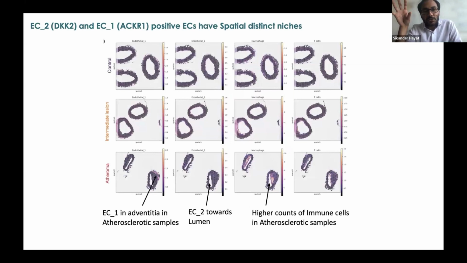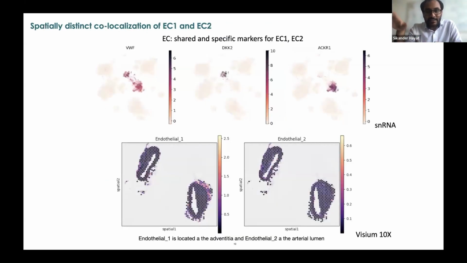We could then look into also the specific cell types that we had found. So we found EC1 to be more in adventitia, EC2 more towards lumen. We found a higher count of immune cells in the atherosclerotic samples as compared to control samples. A lot of these details that I'm going through a bit fast, because a lot of this is also available on the bioRxiv that we have already put out.